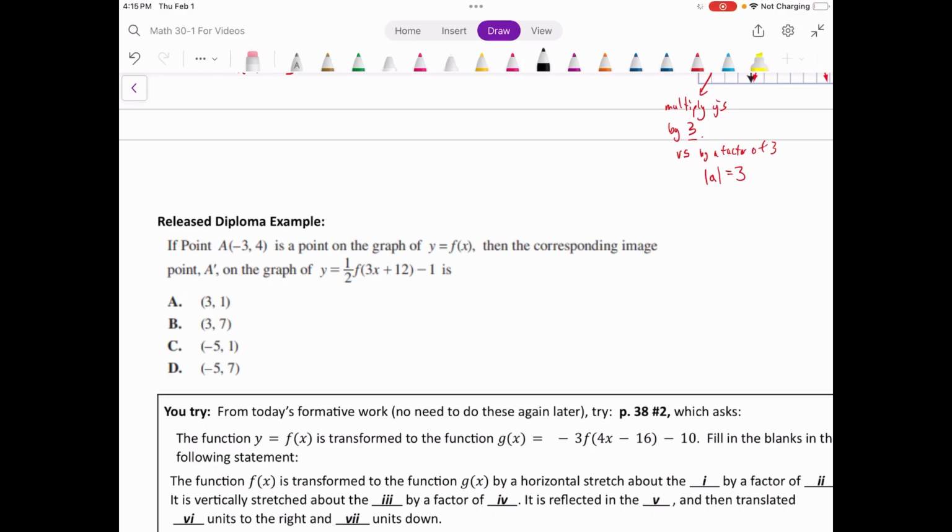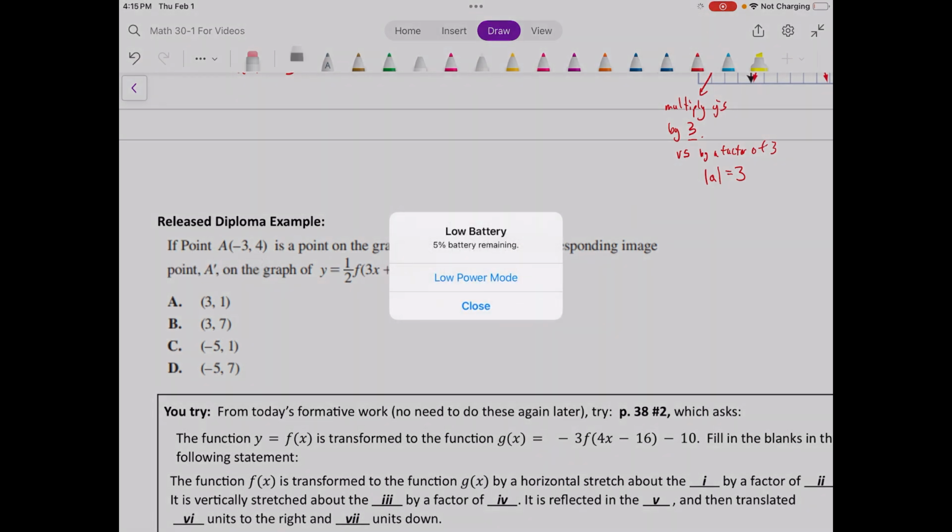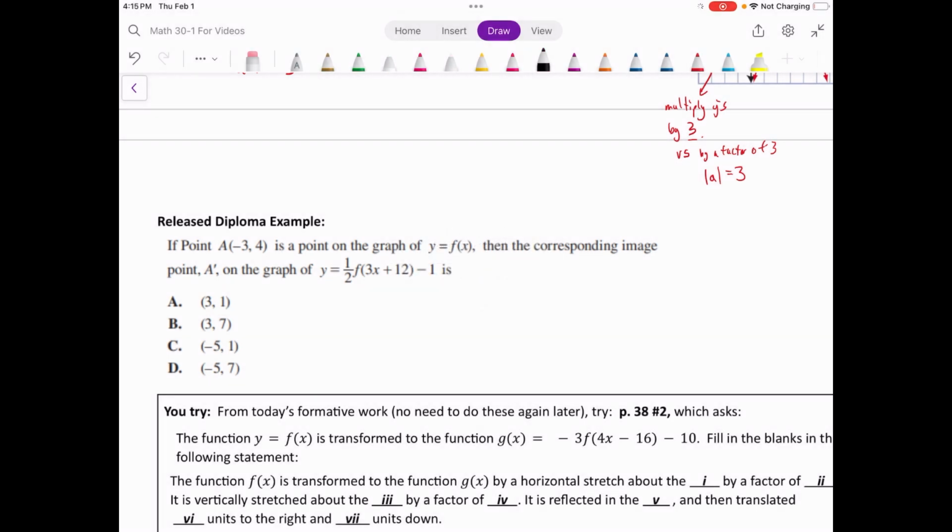Right, and here's one that comes from a diploma, okay? So if the point A, -3, 4, again, don't get thrown off by that A there. All that's saying is that that's the name of the point, okay? Is a point on the graph of y equals f of x.